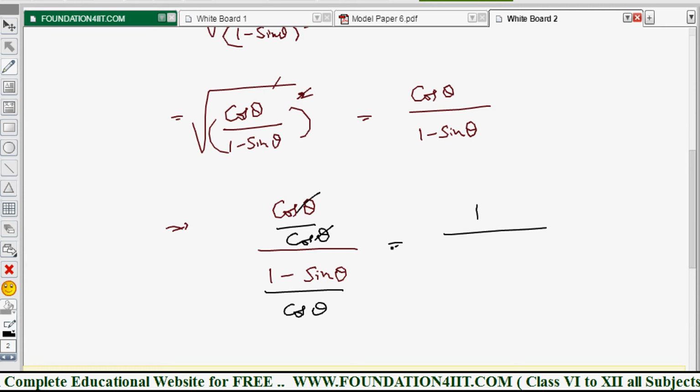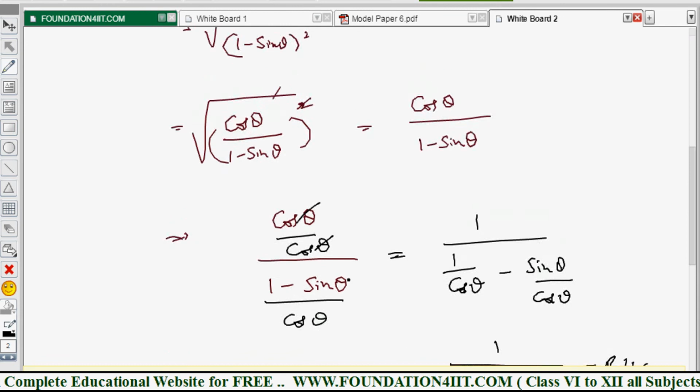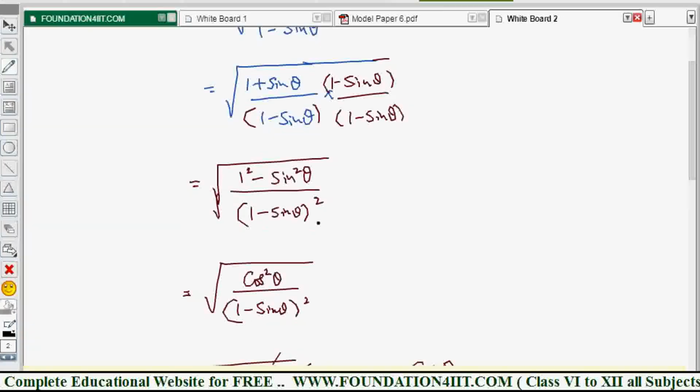Because according to the RHS we need to prove 1 by sec minus tan. Now separate the denominator: 1 by cos theta minus sin theta by cos theta. Then you can get the RHS. That is 1 by (1 by cos is sec theta, sin by cos is tan theta), which equals the right hand side we needed to prove. So taking the LHS to the RHS, hence proved. This is the method. We need to know a few formulas in between.